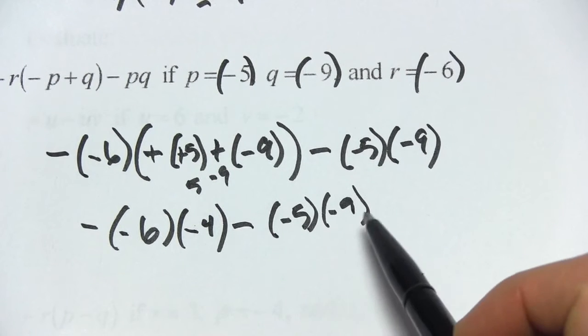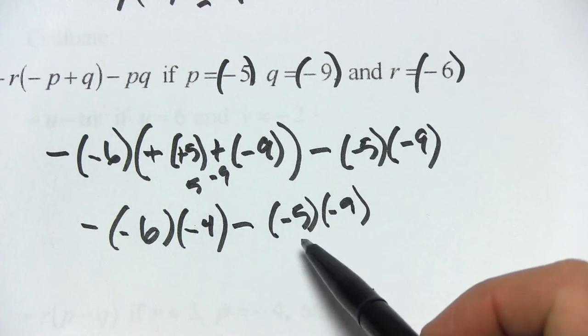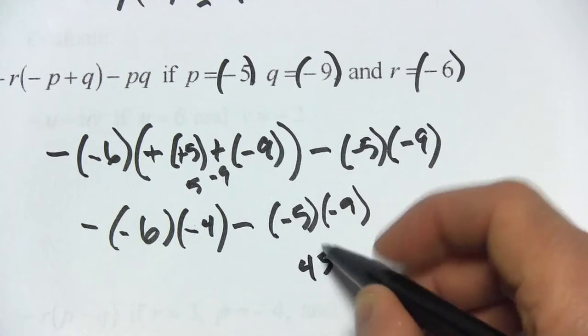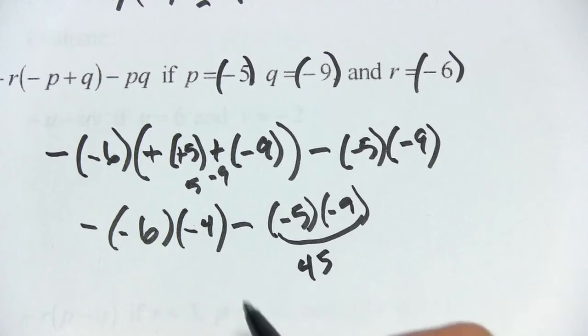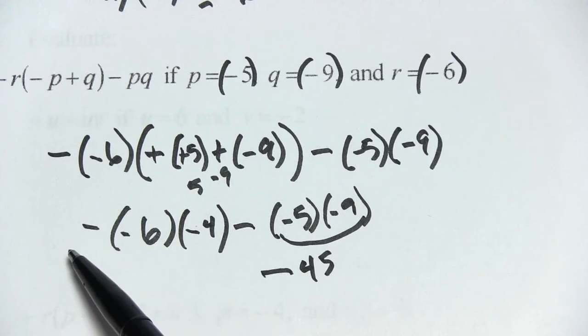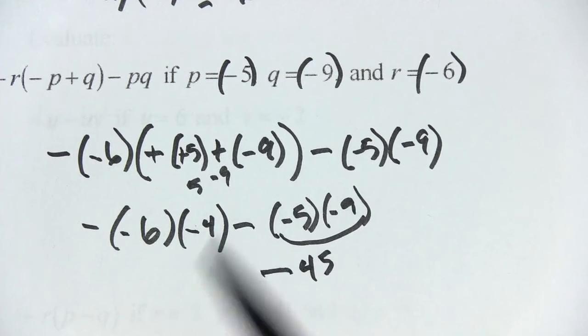Now we want to do our multiplication, and then our subtraction. So here we have negative 5 times negative 9. Well, 5 times 9 is 45. 2 negative signs, that's a positive 45. So this bit becomes positive 45. We still have this negative sign out there. And then here we have a negative 6 times negative 4.